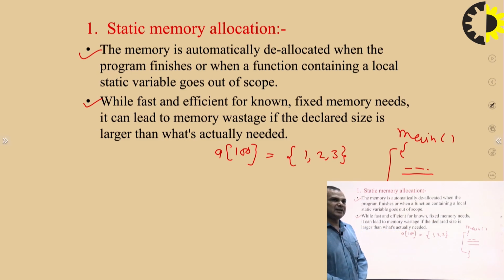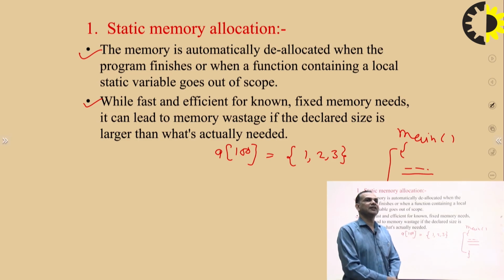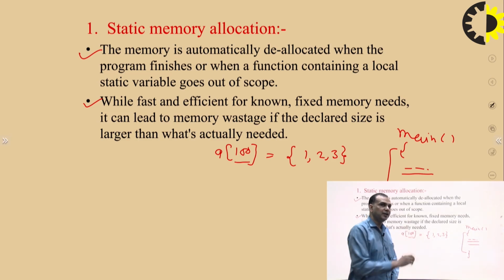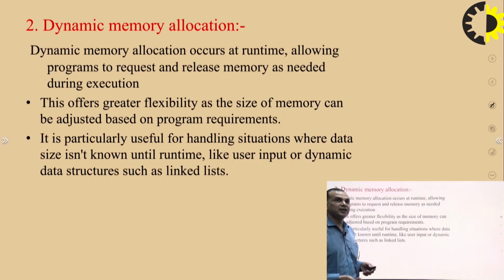So mostly, if the total size is 100 and we have to store only 3 elements, it means 97 elements are wasted in the memory. They occupy some space. So we are using the second type of memory, that is known as dynamic memory allocation. As the word suggests, it is dynamic.